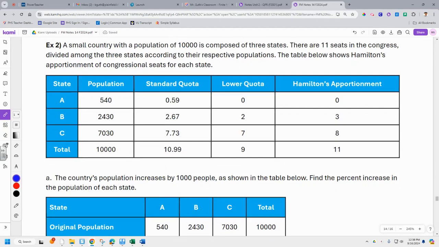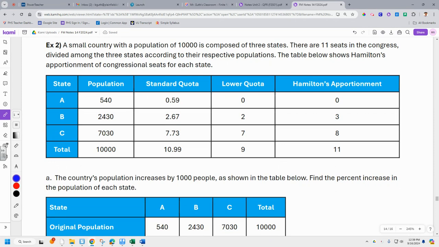Number 2, a small country with population 10,000 is composed of 3 states. There are 11 seats in the Congress, divided among the 3 states according to their respective populations. The table below shows Hamilton's apportionment of congressional seats for each state.